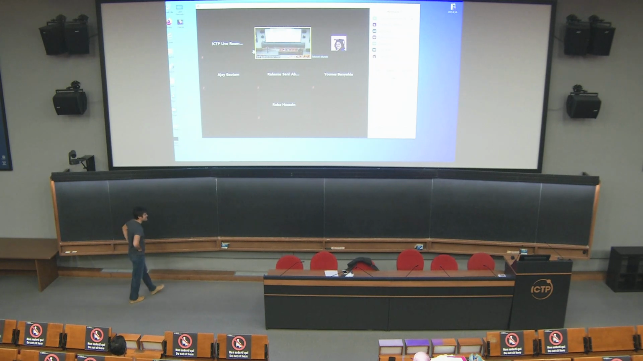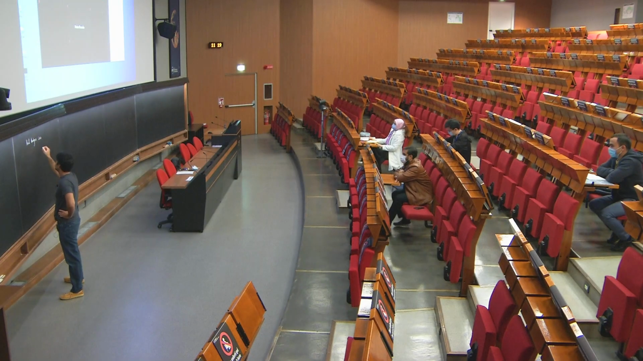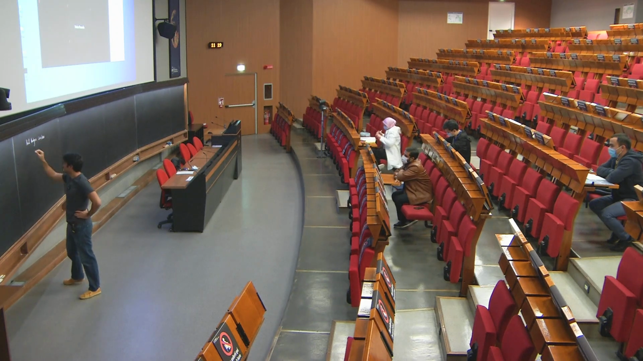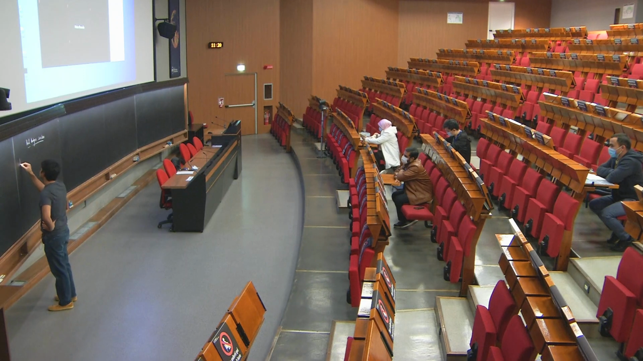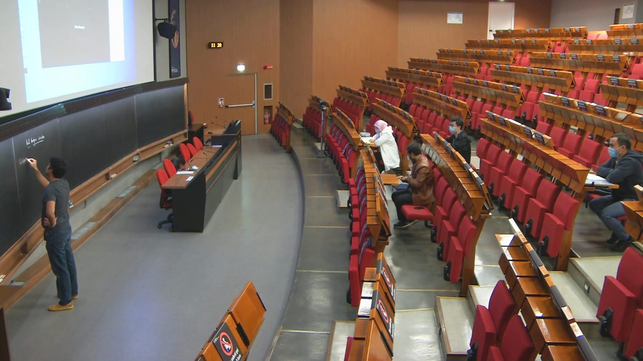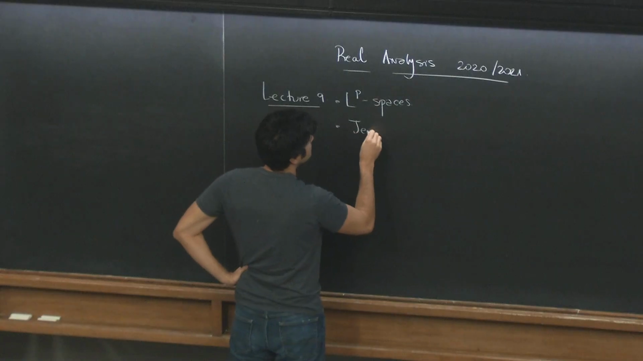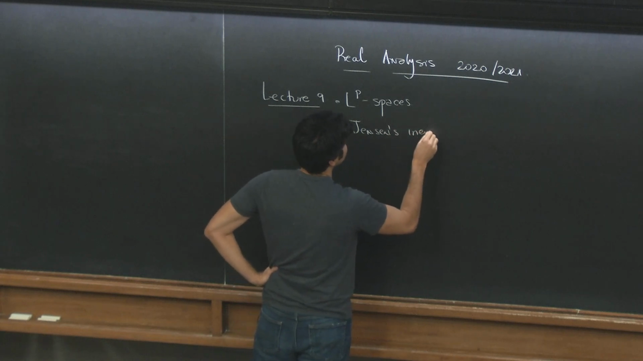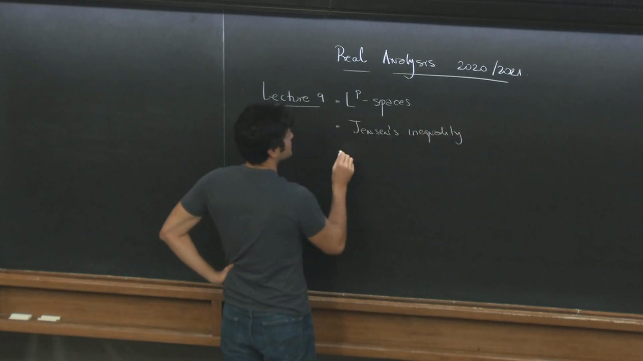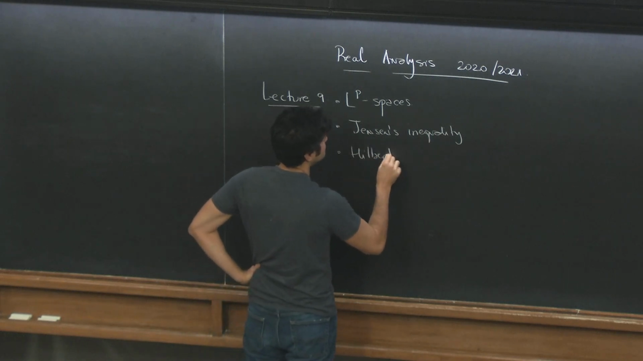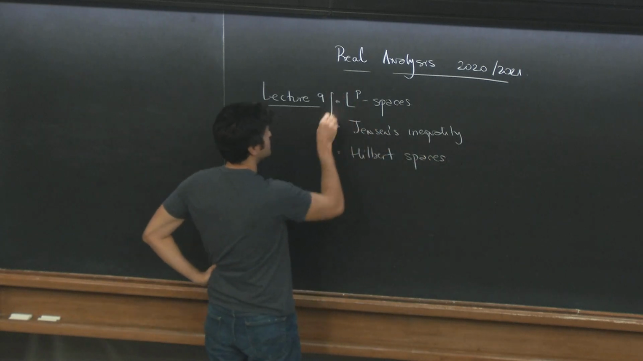Let's continue our class. We have a nice week ahead of us. So this is our Real Analysis 2020 class, and this is lecture number 9. I want to finish the discussion today on LP spaces, perhaps talk a little bit about Jensen's inequality, and a little bit about Hilbert spaces. Let's see how far I can go.